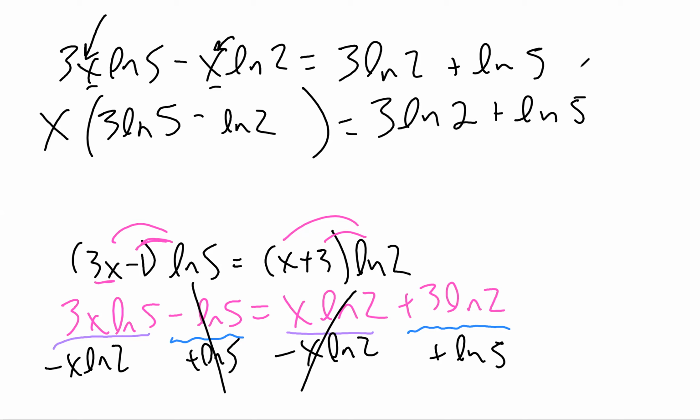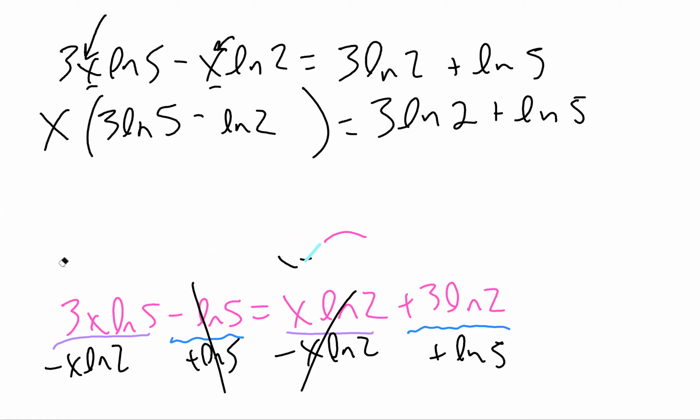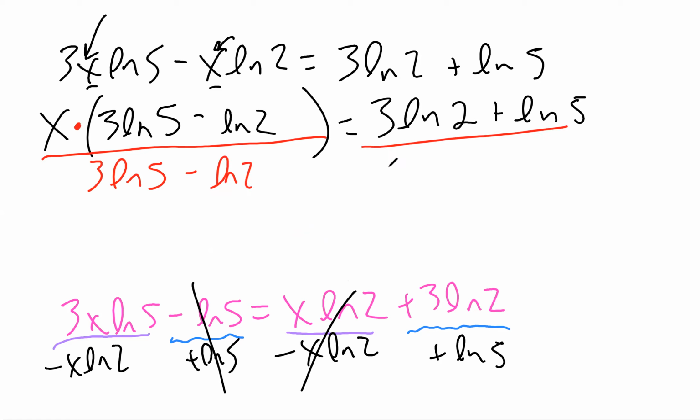All right, so think about now, well, is x kind of isolated? Almost, right? It's on the outside by itself. What's happening between this x and these sets of parentheses? Multiplication. Yeah, and what's the opposite of multiplying by all this stuff? Divide it. Yeah, so we're going to divide both sides by 3 ln of 5 minus ln of 2. So, whoops, oh my gosh. 3 ln of 5 minus the ln of 2.